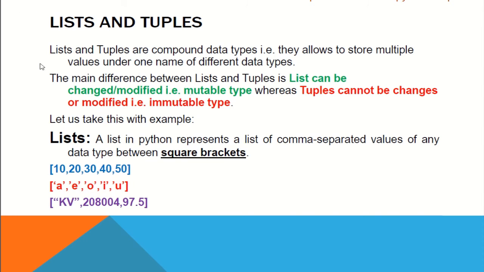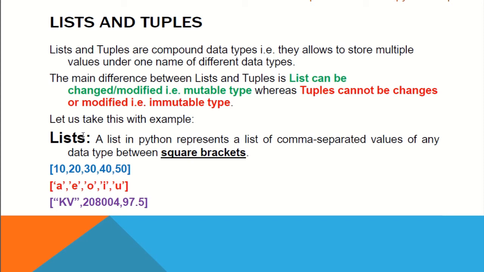What do you mean by list and tuples? List and tuples are compound data types, that is they allow storing multiple values under one name of different data types. The main difference between list and tuple is that a list can be changed or modified, that is mutable type, whereas tuples cannot be changed or modified, that is, immutable type.